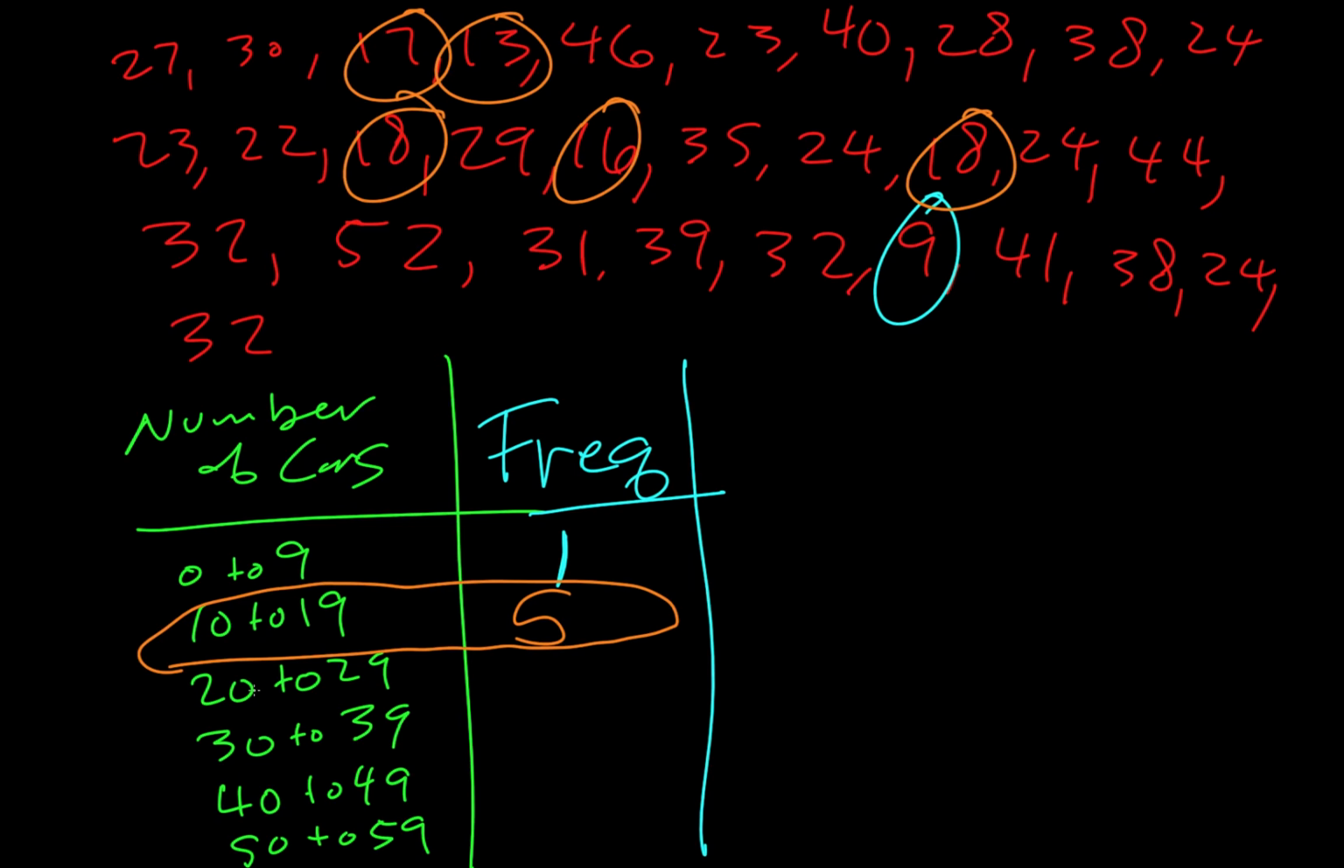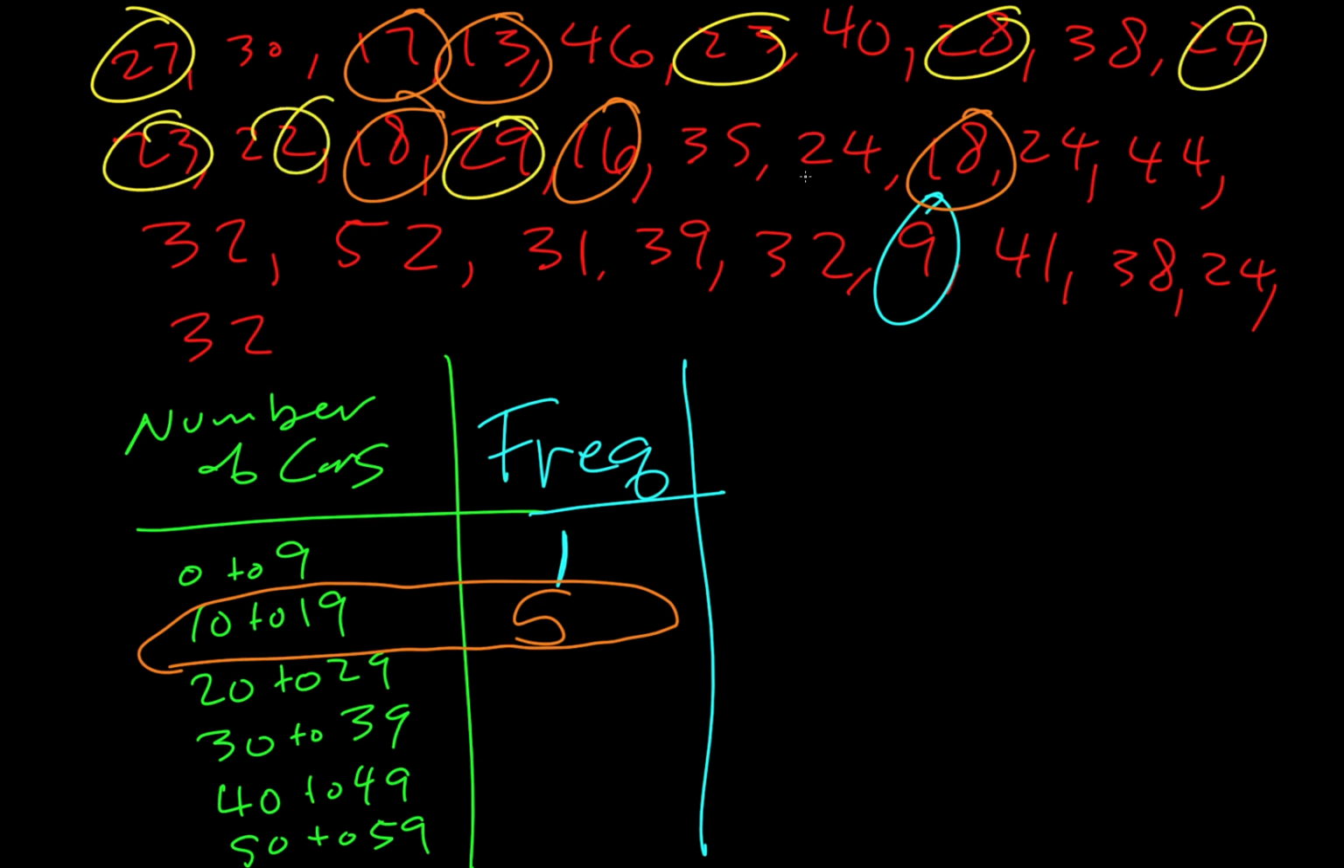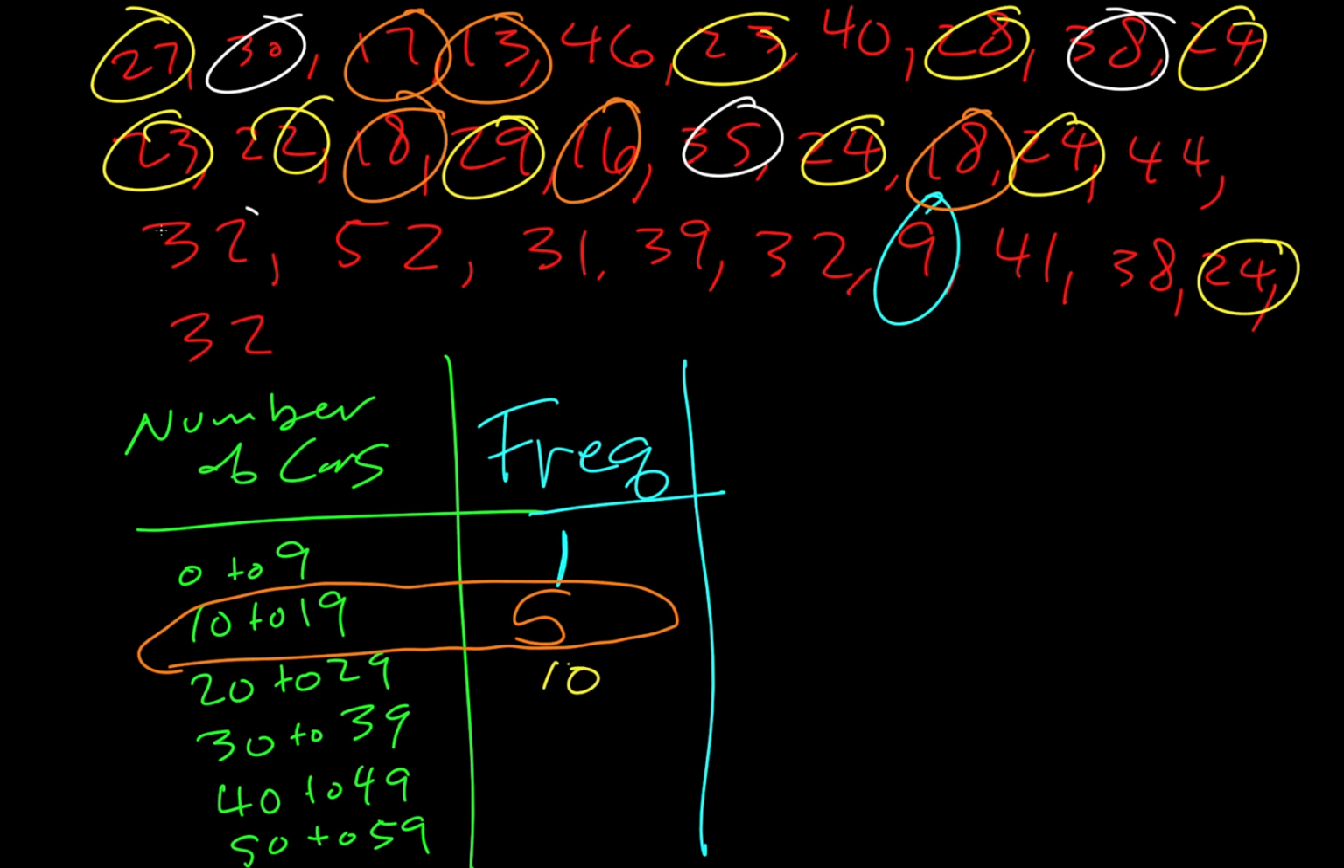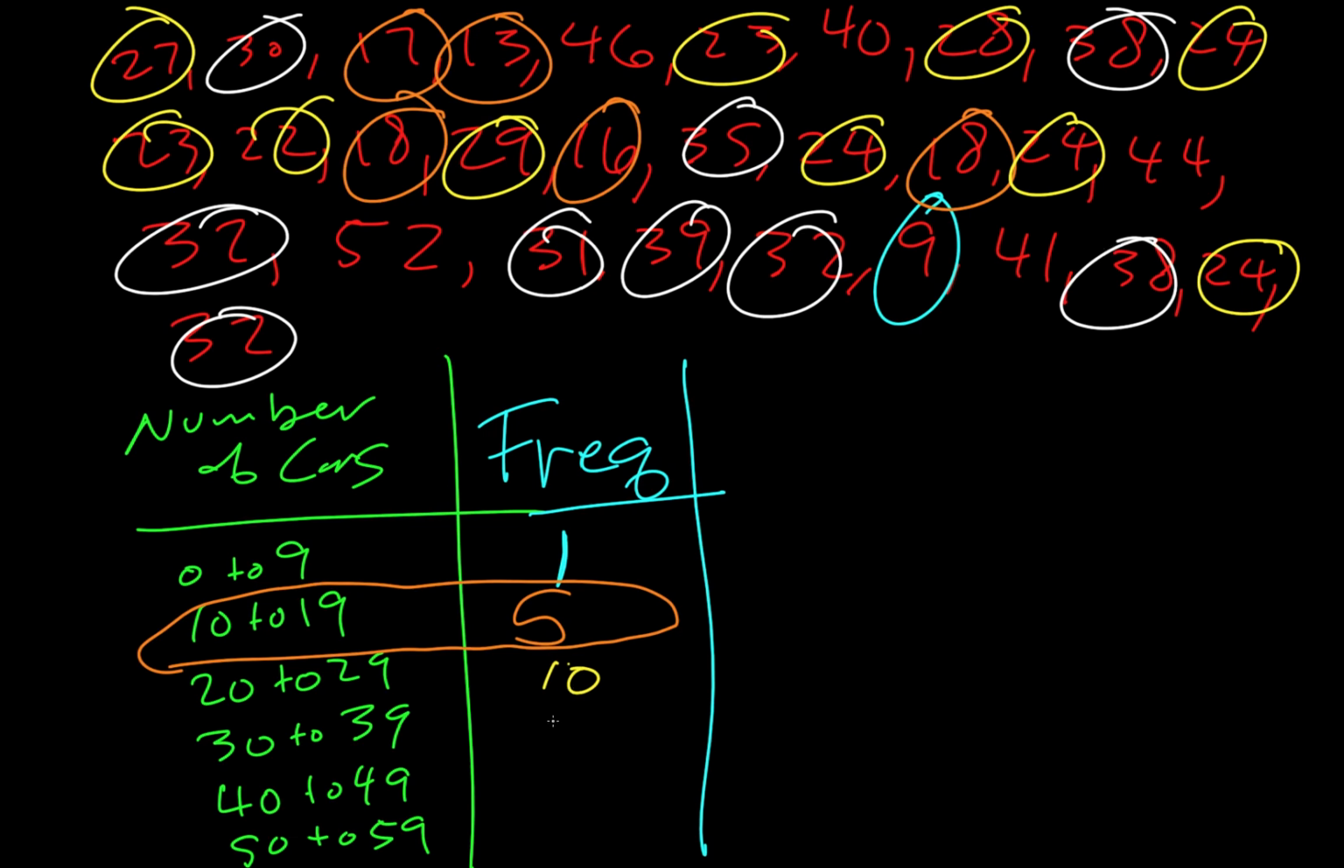Now numbers that have a 2 in front of them, so 20 to 29. So 1, 2, 3, 4, 5, 6, 7, 8, 9, 10. Got all those. And then let's do, what color? White, I guess. Okay, now numbers with 3's in front of them. 1, 2, 3, 4, 5, 6, 7, 8, 9. Got all those. So that goes with that one.